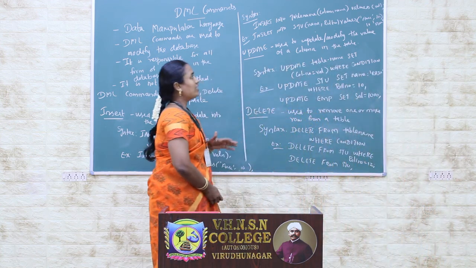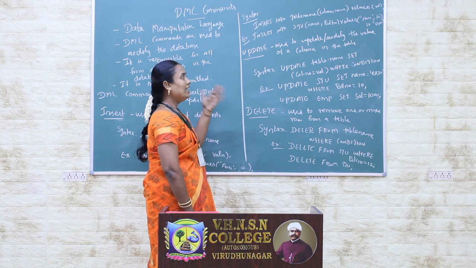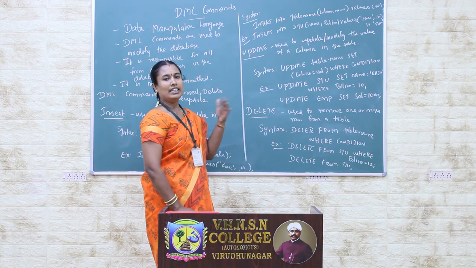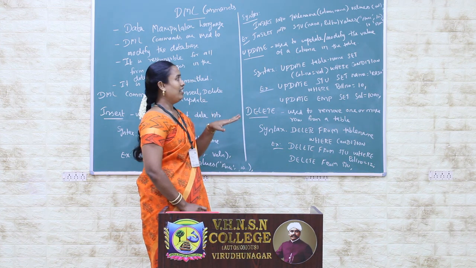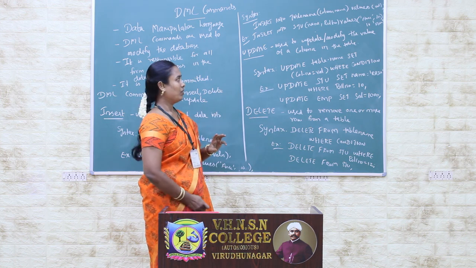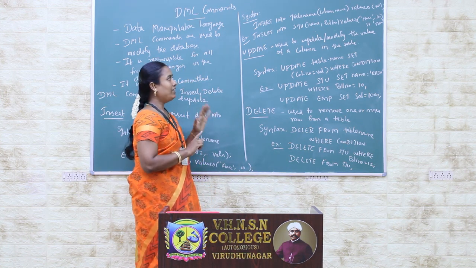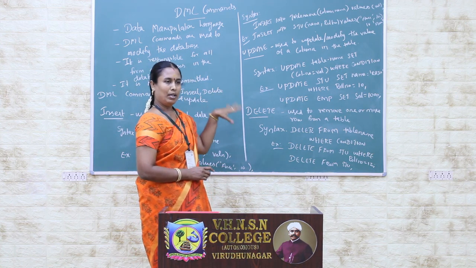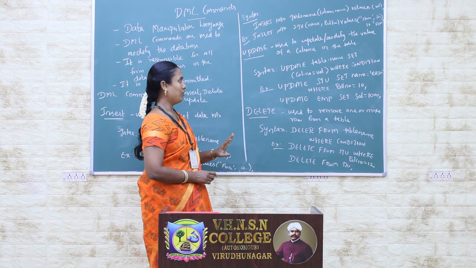Update is used to update or modify the value of a column in the table. Whenever we make an insertion and happen to make a mistake, we can correct it with the help of this update query. Generally, the update command is used to update or modify the value of a column in the table. If you need to change any value available in the table, you can make the change with the help of the update query.